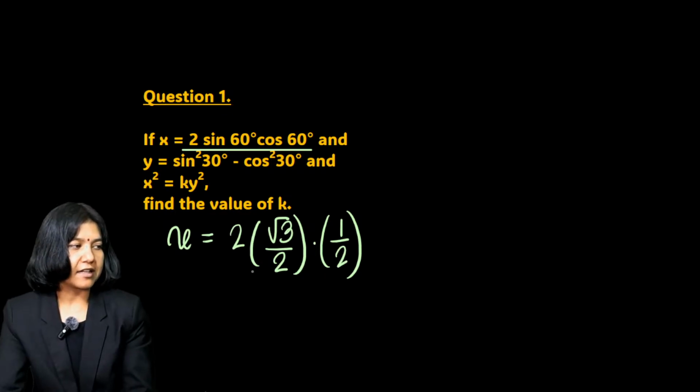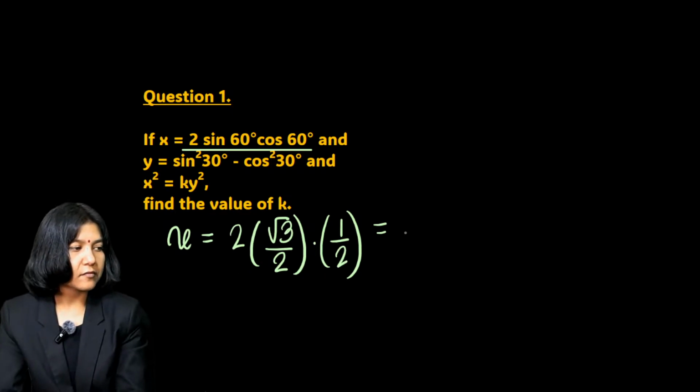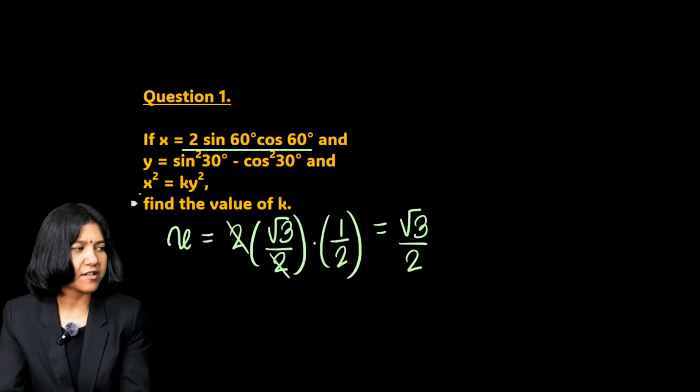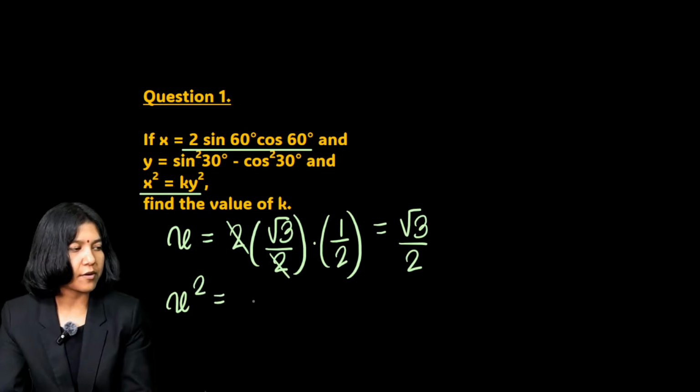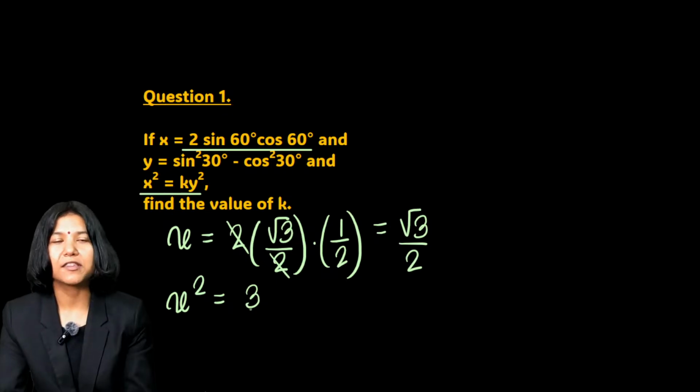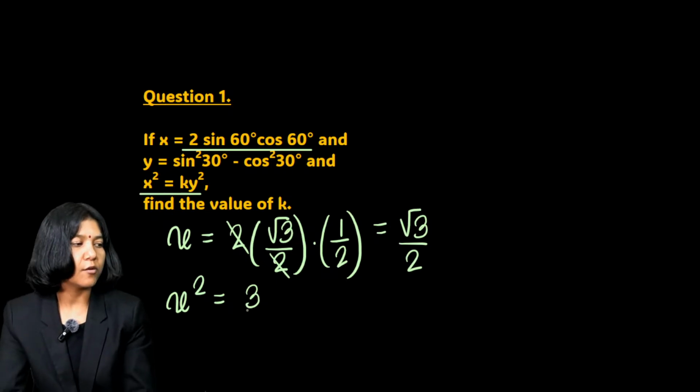Now I can simplify this. One of the 2's cancels out to give me the final value of x as root 3 by 2. And clearly I know that x squared is k y squared. I'll go ahead and find the square of this. To find the square, I have to square both sides, and x squared gives me root 3 squared. Square and root are opposite, so they cancel out, giving you the number 3 alone, okay? Whereas the square of 2 is 4.